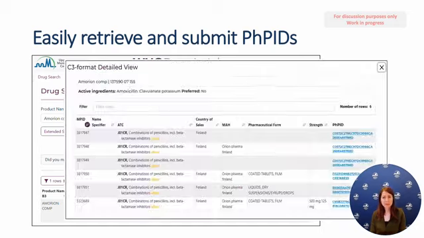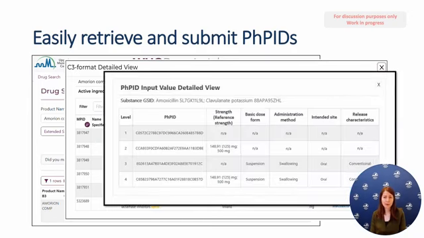First, you would access the WHODrug C3 format data to see the different levels of pharmaceutical product identifiers for a specific product you are interested in, and you could also be presented with the inputs that were used to create a specific pharmaceutical product identifier.